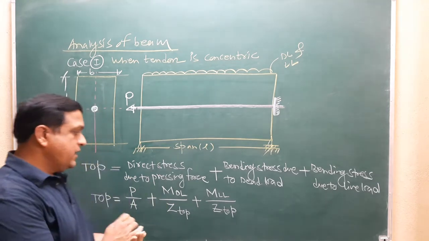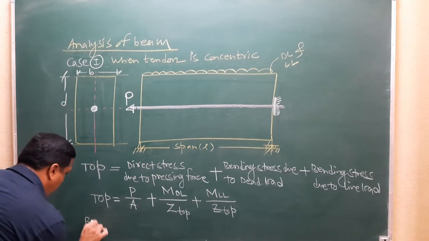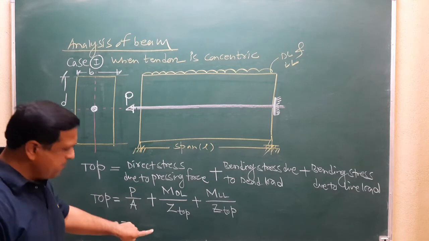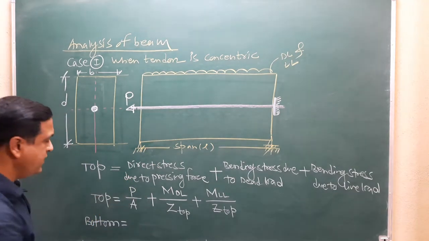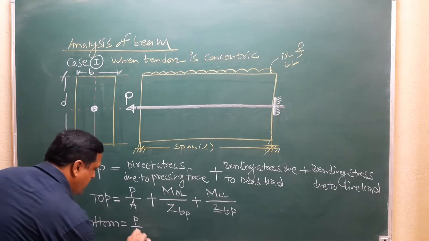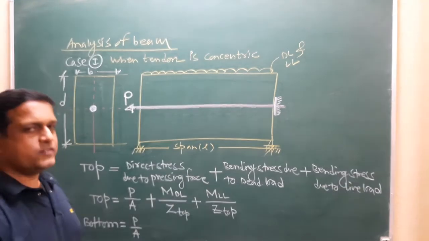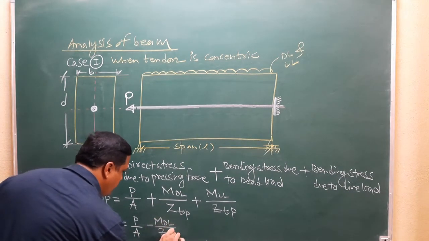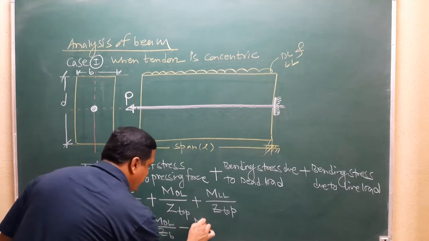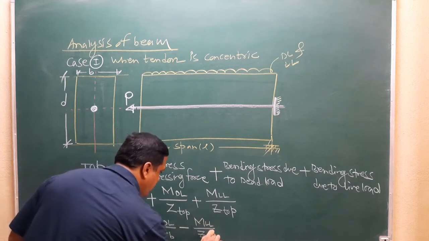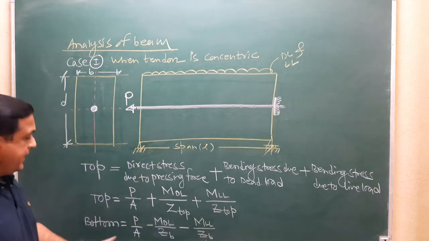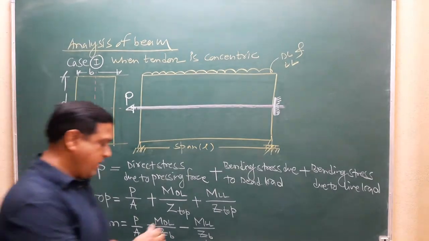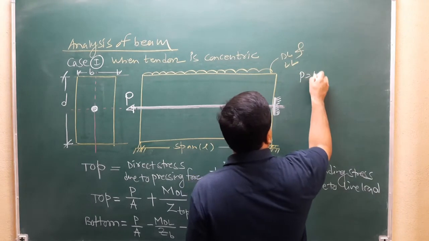Okay, isn't it? Now, how to find out the bottom fiber stress? For the bottom fiber stress you have to put the same, but only change the sign. That is P by A, this direct stress is always compressive, minus bending moment due to dead load divided by Z bottom, minus bending moment due to live load divided by Z bottom. Like this you have to find out the top and bottom fiber stresses. Now I will write down here what P is. P is the prestressing force.